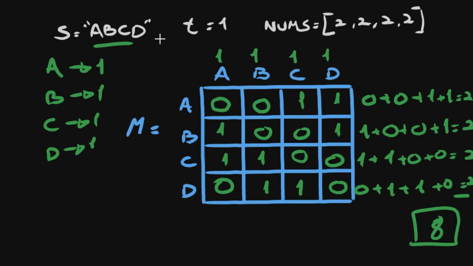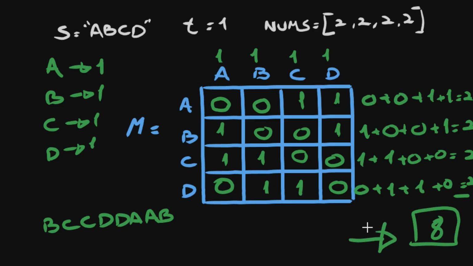This means that this string after t equals 1 will transform into BC, CD, DA, AB. And this has 1, 2, 3, 4, 5, 6, 7, 8 characters. That's why the result is 8. And actually you can see these values in this matrix. For example, BC is here, CD is here, DA is here, and AB is here.